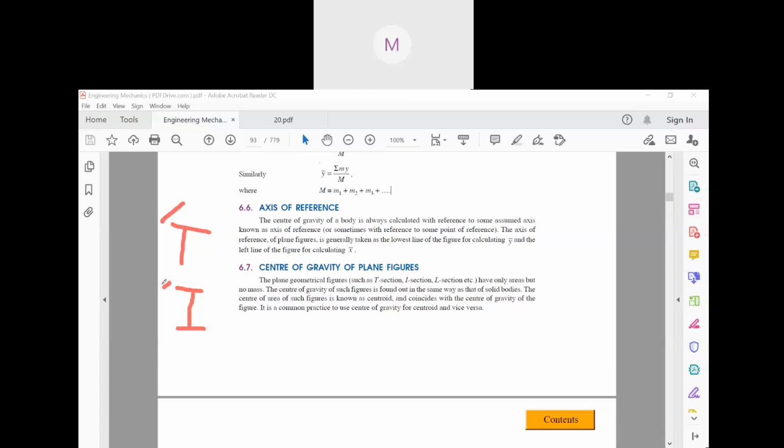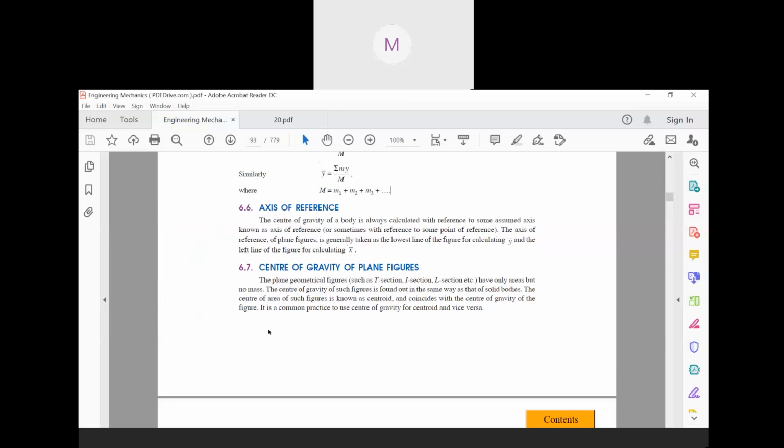Now the center of area of this particular figure T, suppose the central point is here. So this point is known as what? Centroid. And it generally coincides with the center of gravity of the figure, right? So in this way we will find out.